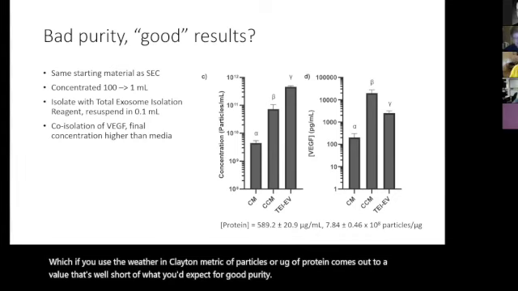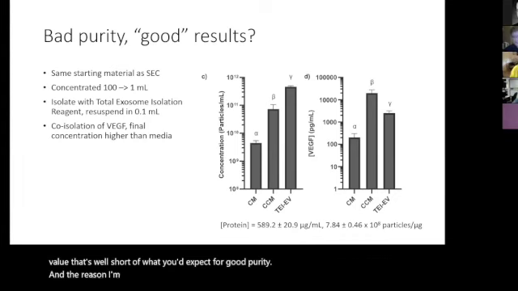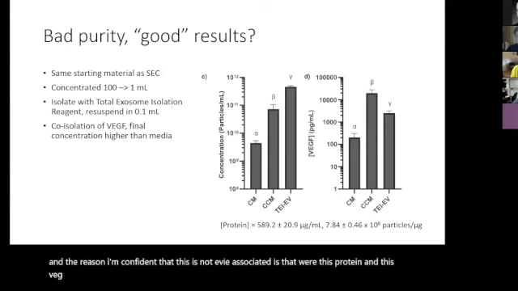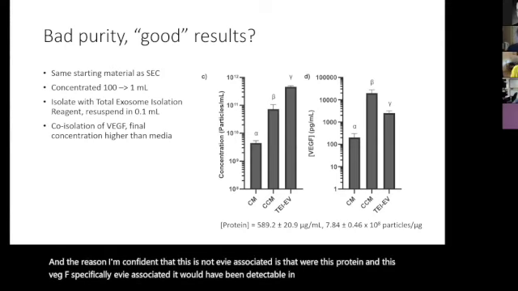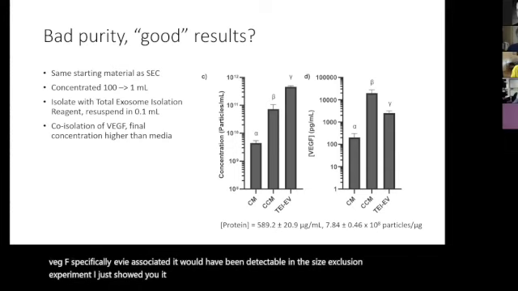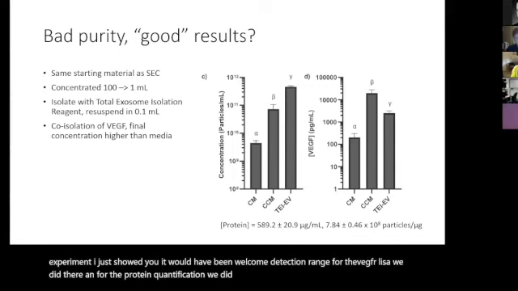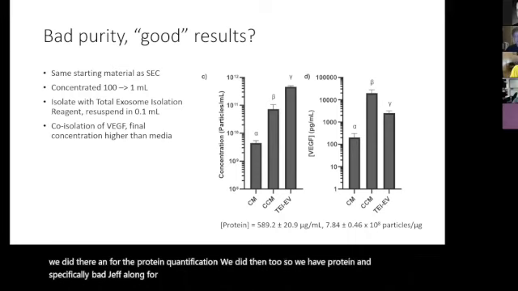And the reason I'm confident that this is not EV associated is that were this protein and this VEGF specifically EV associated, it would have been detectable in the size exclusion experiment I just showed you. It would have been well within the detection range for the VEGF ELISA we did there and for the protein quantification we did there too. So we have protein and specifically VEGF along for the ride in these samples. They're not genuinely EV associated, they're contaminants.